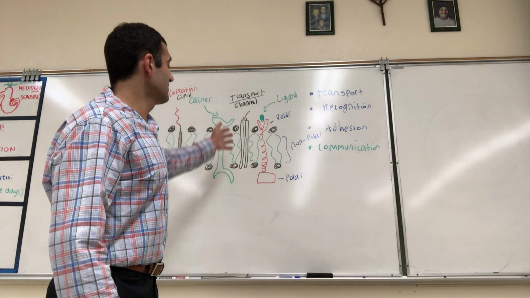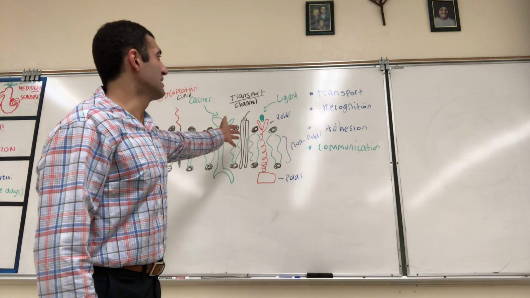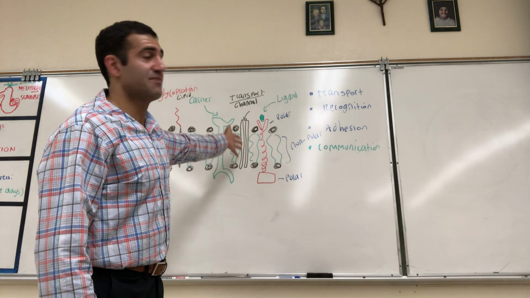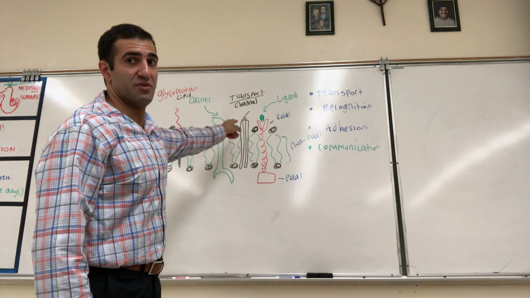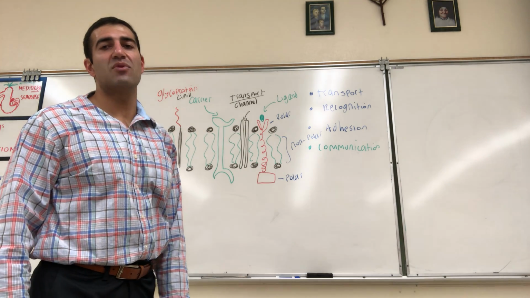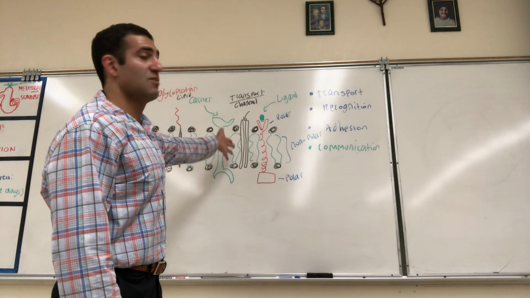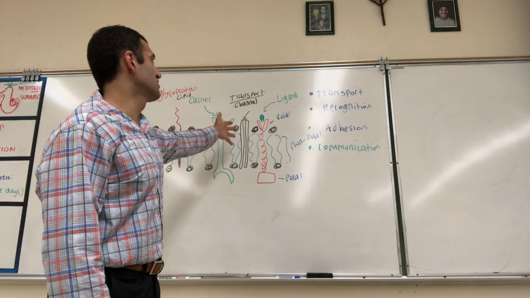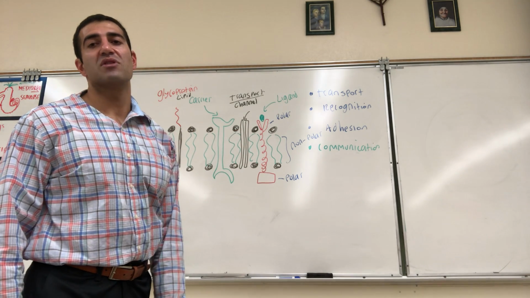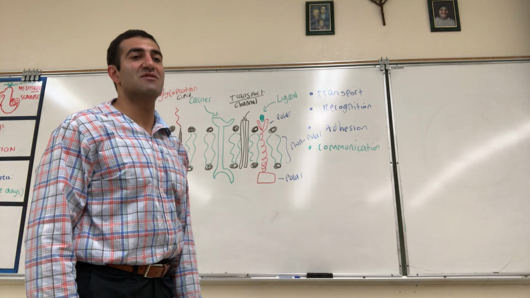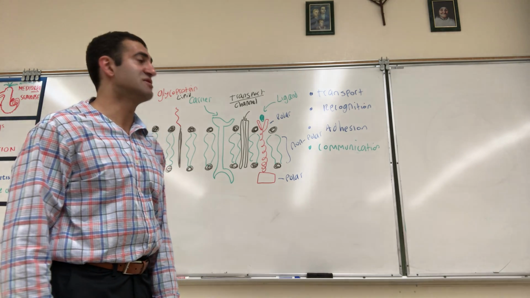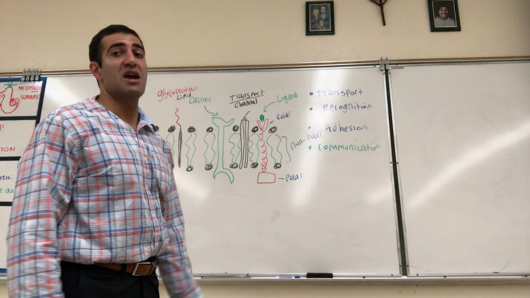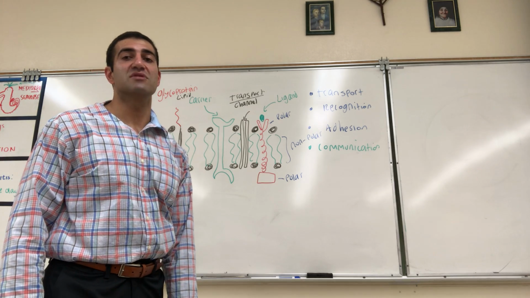Now channels, for the most part, can open and close. However, some of them are always open. To give you an example, ions. Ions are small molecules that take advantage of this transport protein. It's very important that cells are able to selectively have ions diffuse into the cell and out of the cell in order for the cell to send proper signals.